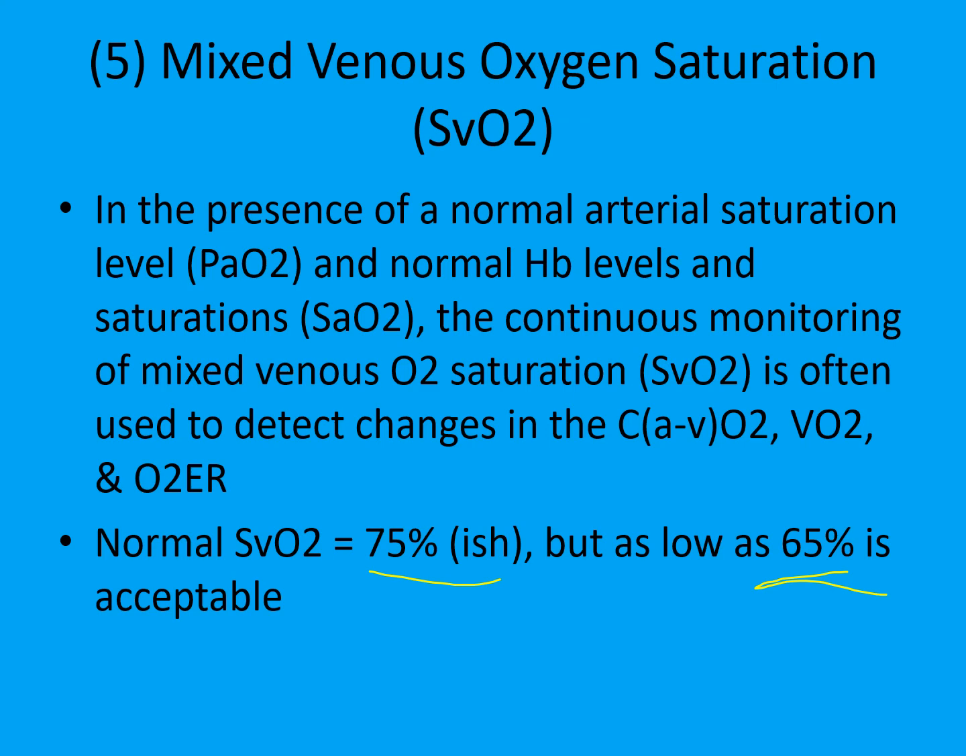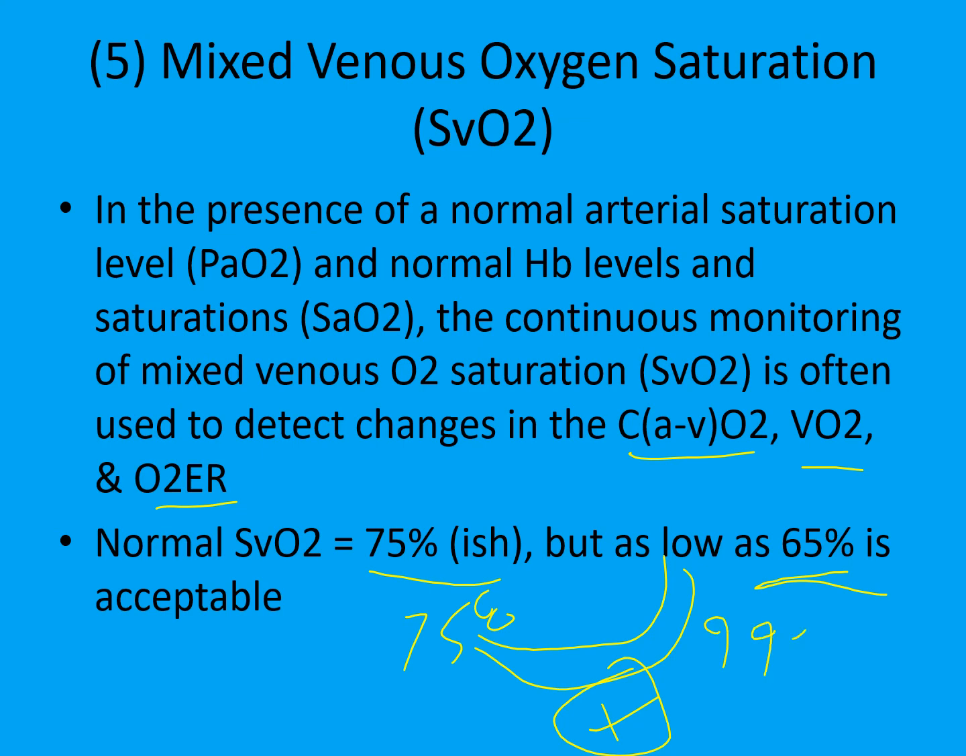So looking at this normal range, we're going to see how much consumption has gone on: their A to V gradient, their consumption, their O2 ER. So if we have a patient and here's their tissues, here's their muscle and here's the blood flowing past it, and we do their venous saturations at 75%. Oh, that's great. And then their arterial saturation, let's just say it's 99%. That's great. That's doing good.